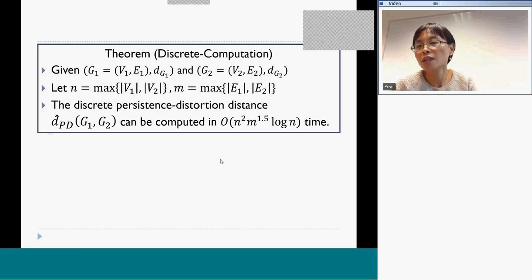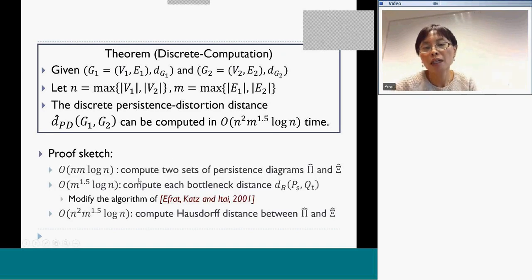The discrete case is not hard to compute. Basically, we simply need to first compute the two discrete sets of persistence diagrams, the image sets. Since every graph has only n graph nodes, this involves computing n persistence diagrams, and this can be done in n log n time. Now we have these two sets, each of cardinality only of order n. Now we can compute the bottleneck distance between every pair of them.